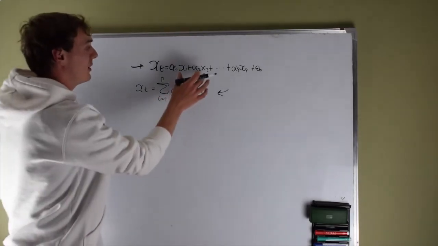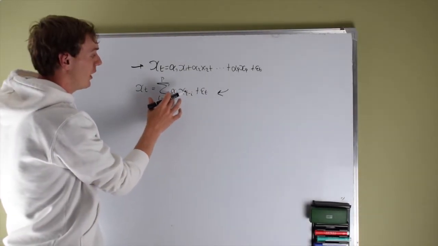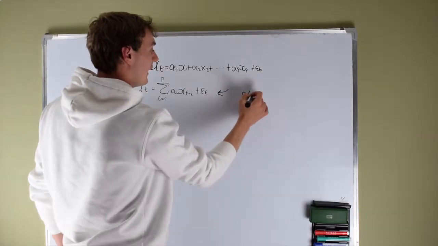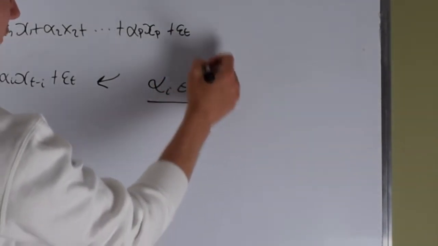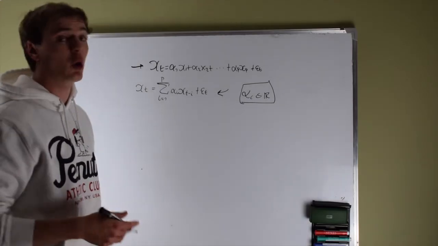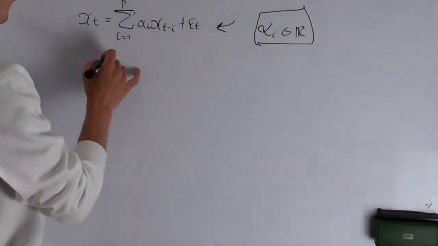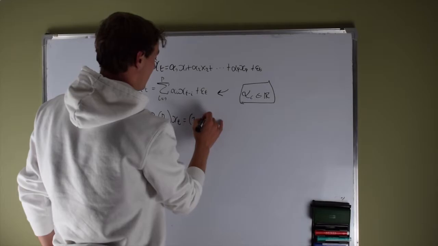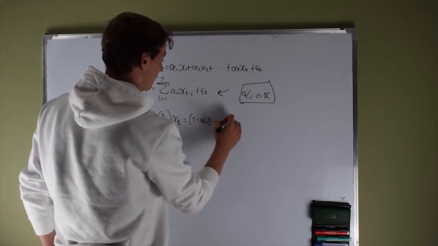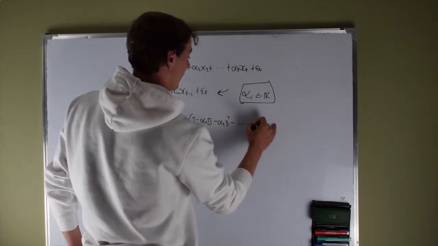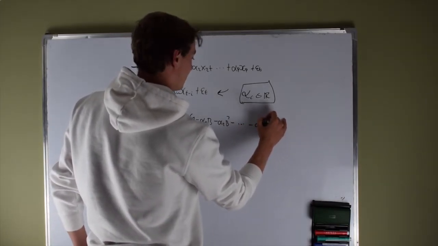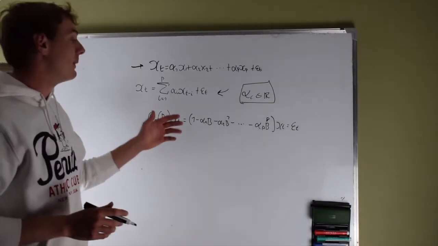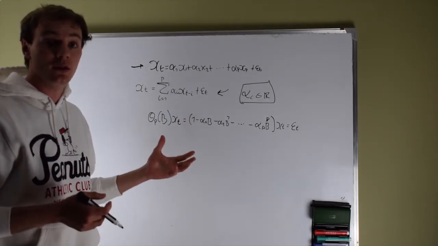Now, mathematically, an AR model can be represented like this, or more elegantly, as the summation of alpha_i times the previous terms, plus the error term. We need to note that alpha_i has to be contained within the real numbers for this to be true. Now, if you consider a backward shift operator or lag operator called B, we can rewrite this as theta_p(B) x_t equals 1 minus alpha_1 B minus alpha_2 B squared, all the way up to alpha_p B to the p, times x_t equals the error term. Now you might notice an AR(p) model is just a random walk with AR(1) where alpha_1 equals 1.